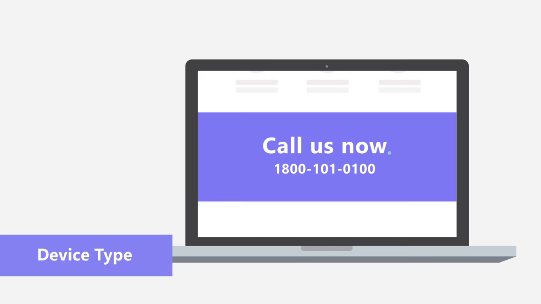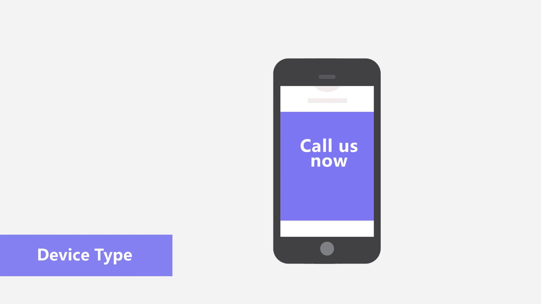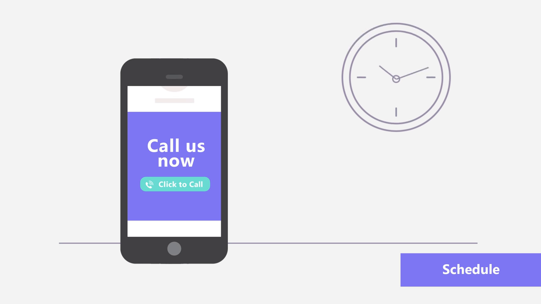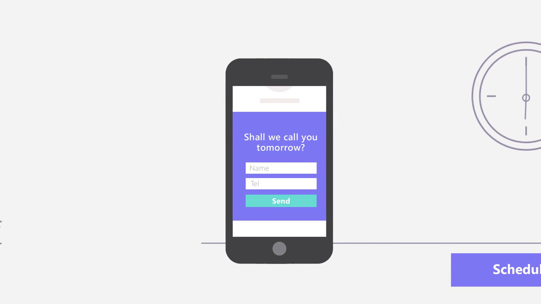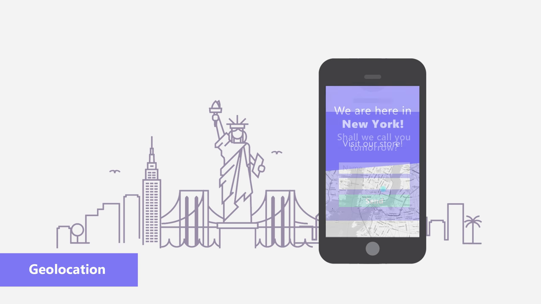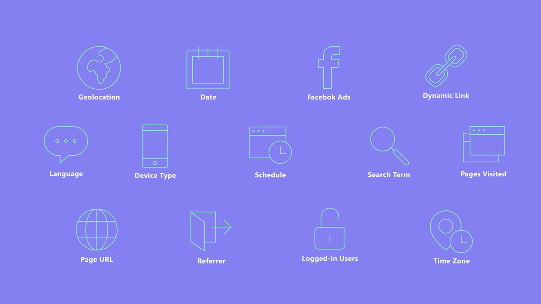Optimize user experience on different device types. Schedule content to be displayed at specific days and times. Personalize content according to the geolocation or user's language. Check out these features and more.